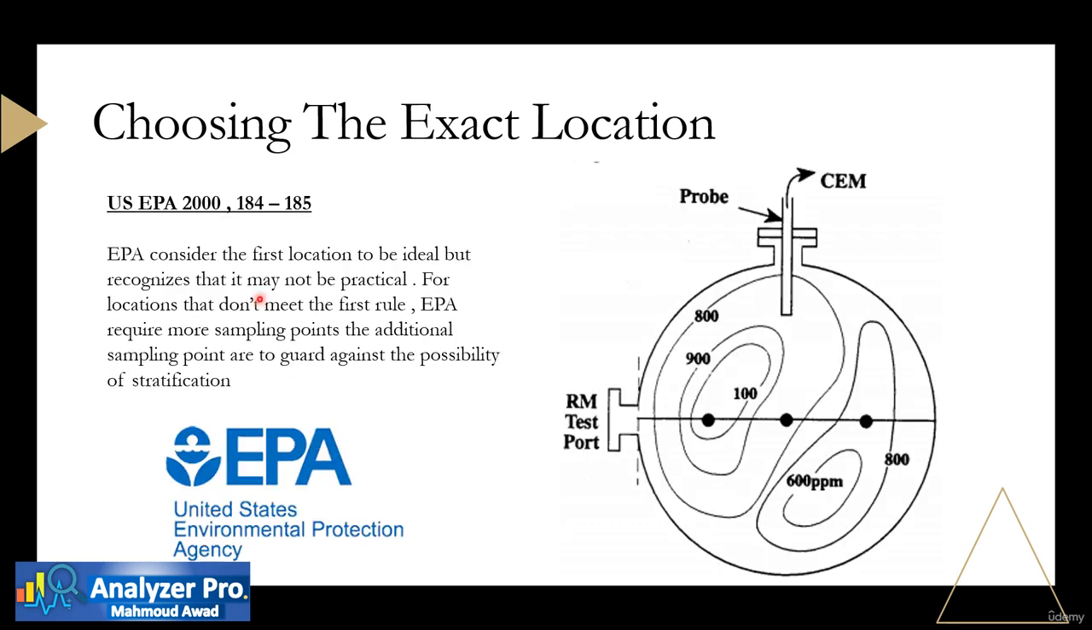The EPA considers this location to be ideal but recognizes that it may not be practical. For locations that don't meet the first rule, the EPA requires more sampling points. The additional sampling points are to guard against the possibility of stratification.